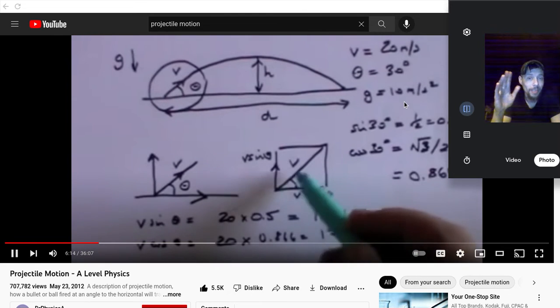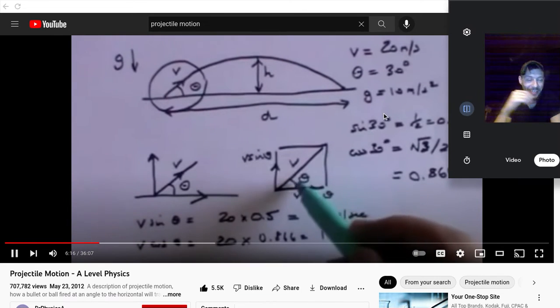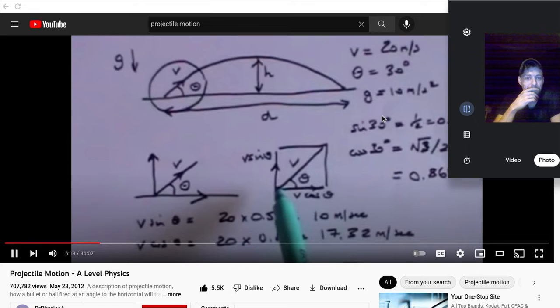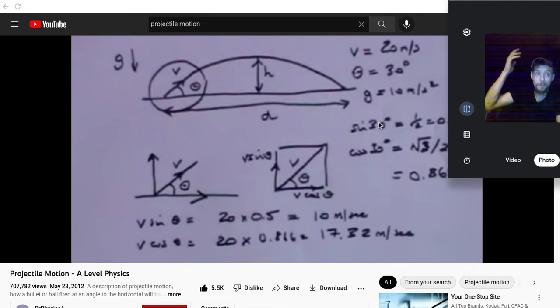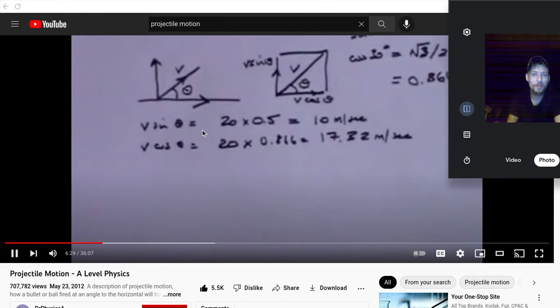Resolve this velocity of 20 meters per second at an angle theta, and you find that it is equal to 10 meters per second vertical and 17.32 meters per second in the horizontal direction. Now, what is the vertical component going to do?